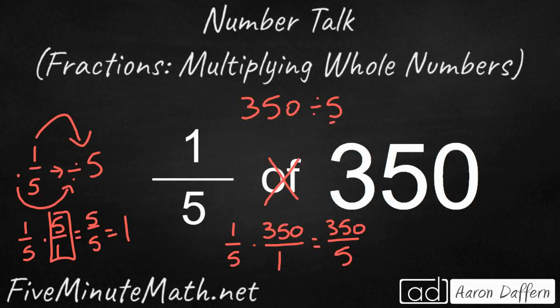So 5 is going to go into 35. Right, that's just a basic fact. 7 times, and then 5 goes into 0 times. So the answer is 70.